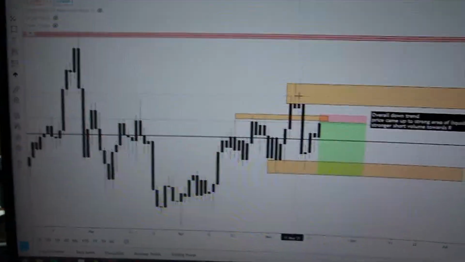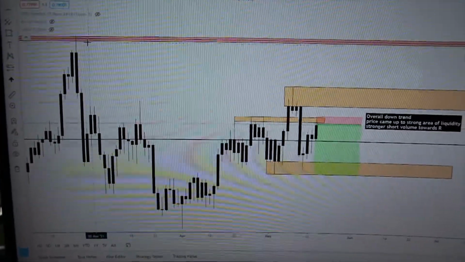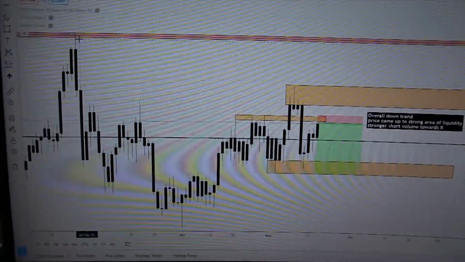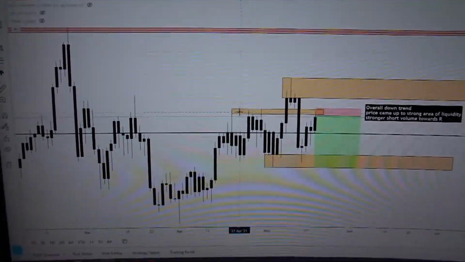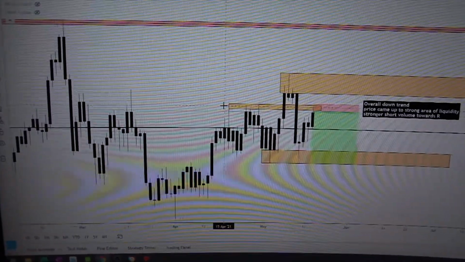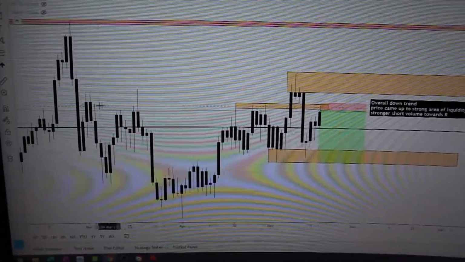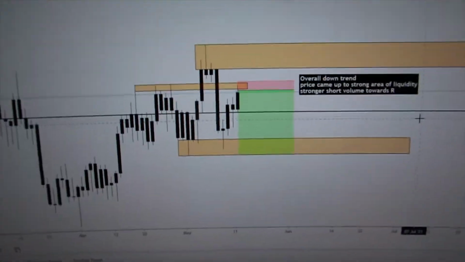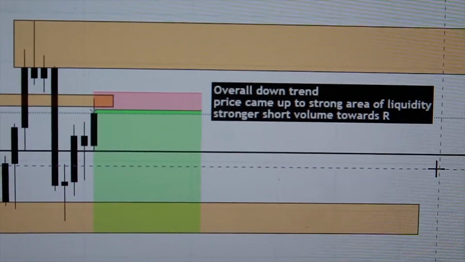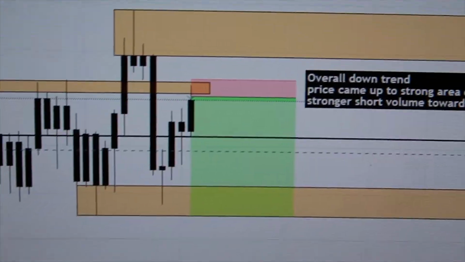So if we zoom out, you can sort of see why. Rejection from point A, lower lows, lower highs. We found this area here. You can sort of see, you can drag this across, and yeah, major sell-off points there. So that's pretty much my whole thing. I've got notes on the screen too if you want to read that.